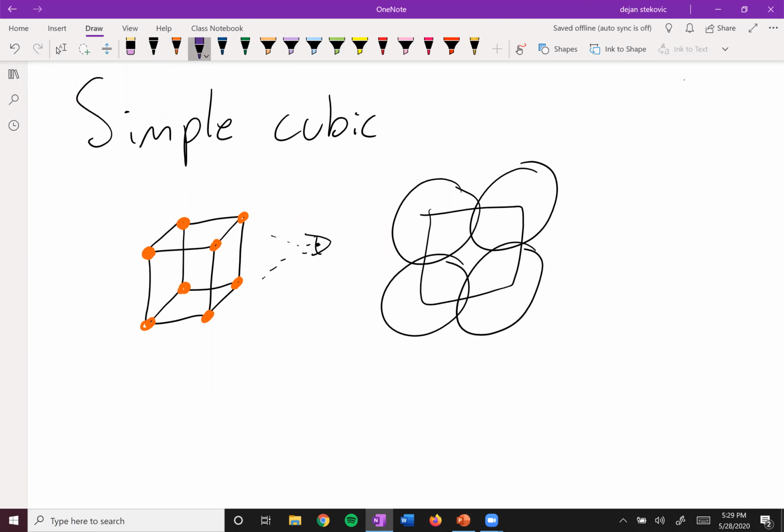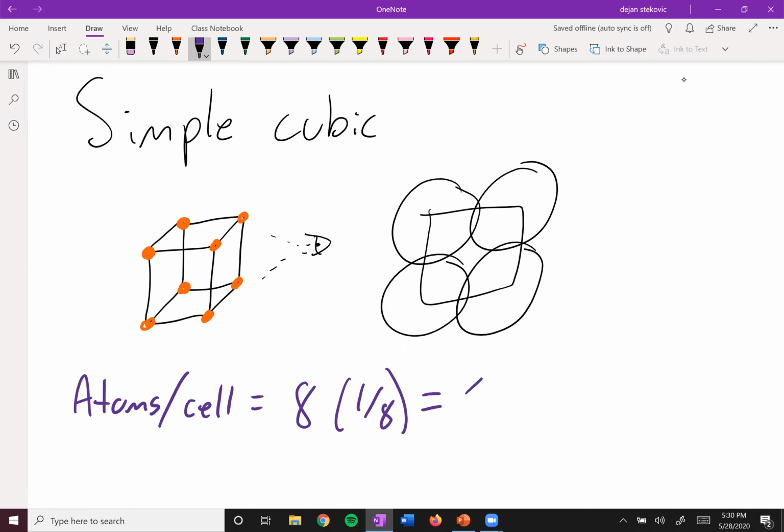Some facts that you need to know about this is the atoms per cell. We have 8 atoms in this cell, right? We have 8 points to the cube. However, they're not all the way inside the cube. They're all only 1/8 of the way in. So in actuality, we only have 1 atom per cell because we have 8/8 of an atom inside of it.